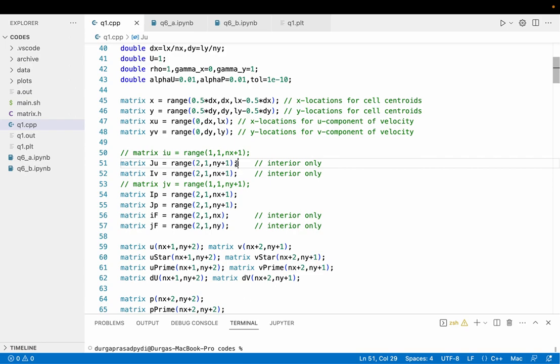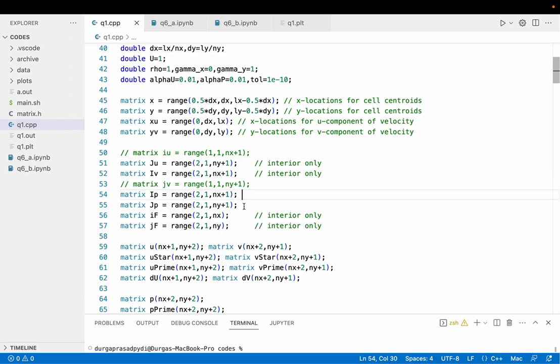Why am I treating the south and north boundaries separately? Because the way we have defined it, if the south and north boundaries have a Dirichlet condition, you will have a 2 times diffusion coefficient, so I don't want to include them directly. I will treat them separately. That's why I am updating only from 2 to ny plus 1. Similarly, for the V component, you will usually have east and west as the Dirichlet conditions, so the north and south will be treated in a different way.